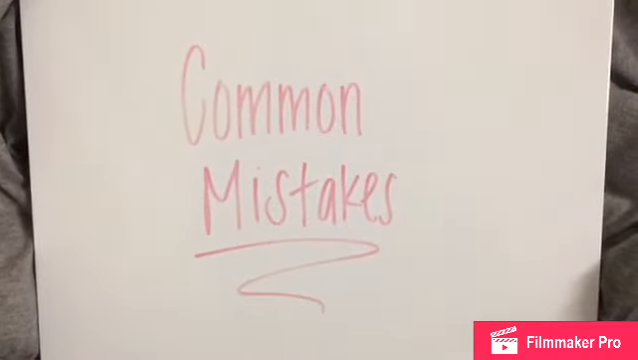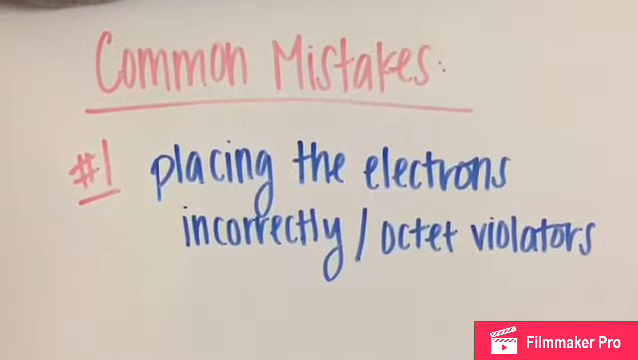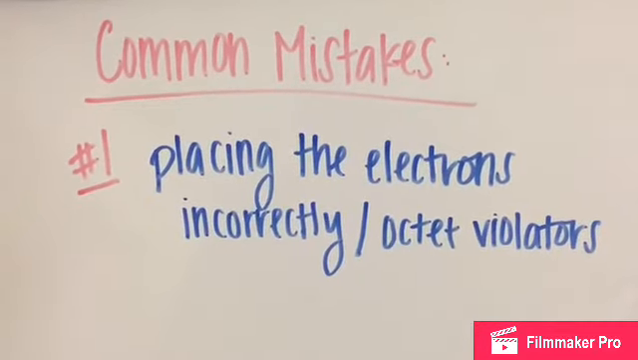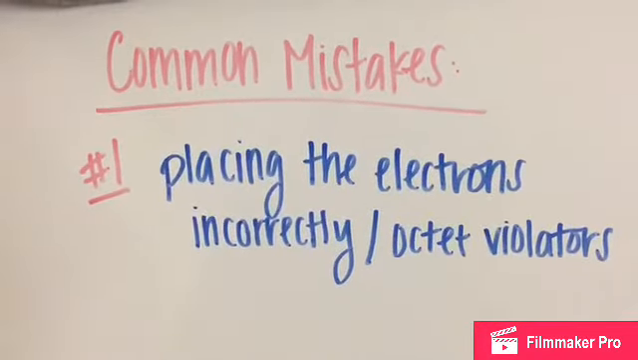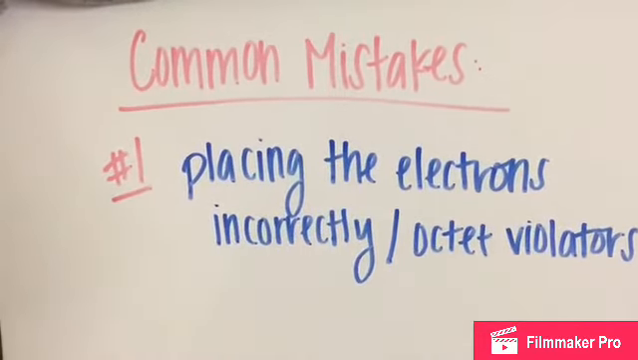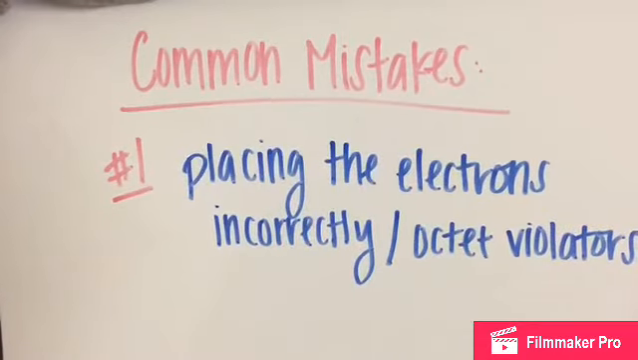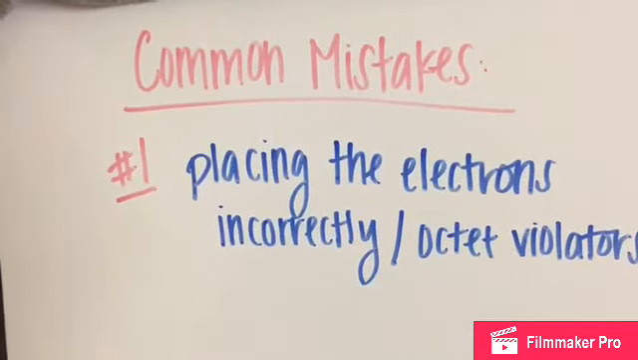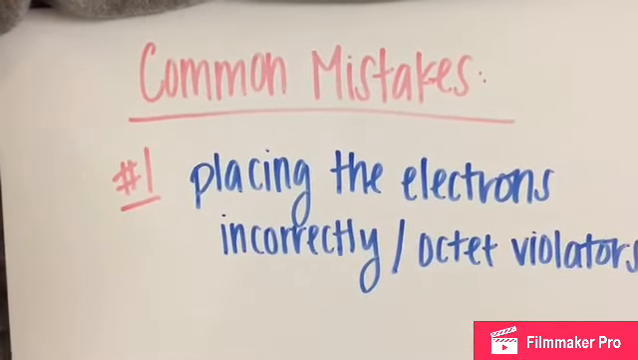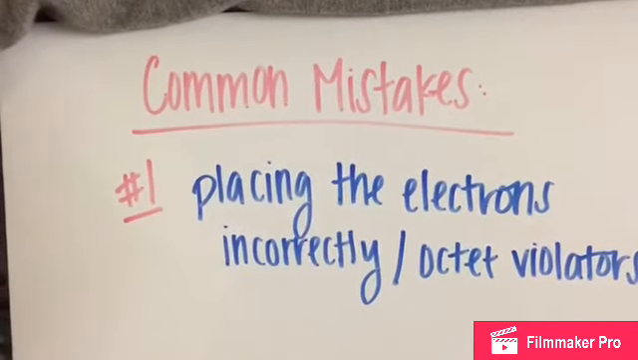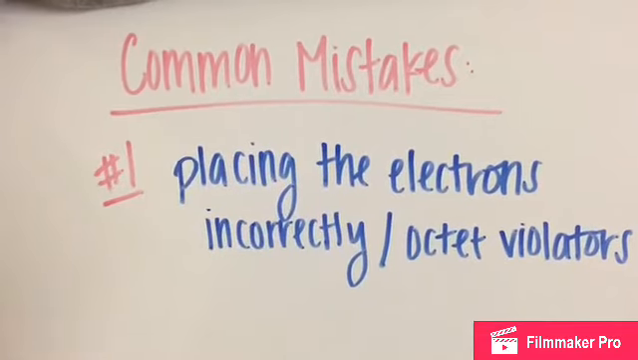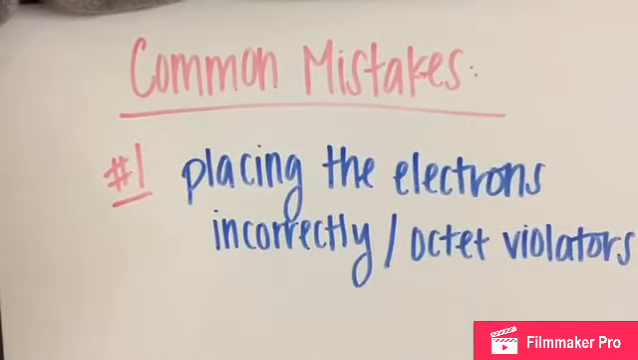Now let's take a look at some common mistakes. The first common mistake is placing the electrons incorrectly and not knowing the octet violators. If you place the electrons incorrectly, it may affect the domain geometry because you may put too many electrons on the central atom, or maybe you didn't make a double bond. And if you don't know the octet violators, you might try and make a double bond, or you might be confused when the central atom has more than 8 electrons.